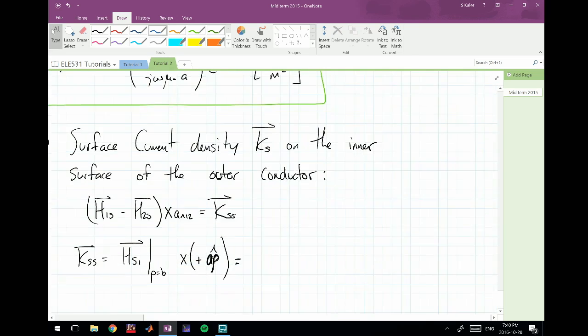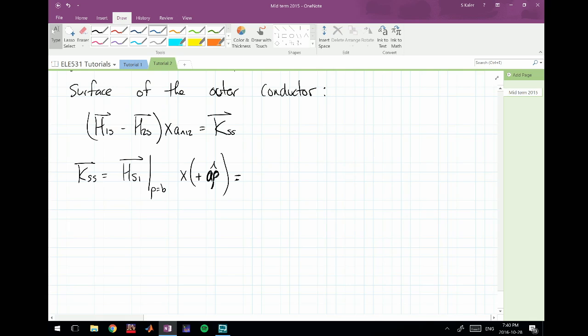And I'll comment on how you can figure that out too, in just a sec. So we have this j beta C over mu naught B, because again we evaluated at B. Then we take phi cross rho, which gives us AZ. So we have e to the minus j beta z AZ, and this again should be coulombs per meter squared.